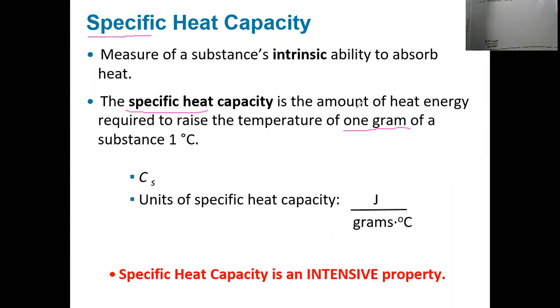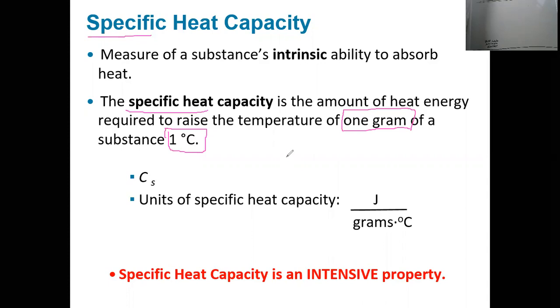So because we have defined this idea in terms of mass and in terms of temperature, this is no longer an extensive property, okay? The specific heat capacity of something doesn't change when you change the mass of that thing. You can have a gallon of water or one glass of water, but all of the water is going to have the same specific heat capacity.